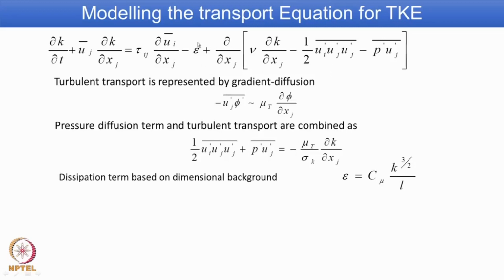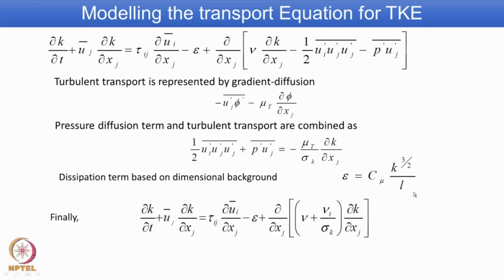Now, the dissipation term epsilon is modeled based on a dimensional argument as C mu k to the power of 3 by 2 by L. So, finally, we get a modeled turbulent kinetic energy equation as shown here, and we have the Boussinesq eddy viscosity concept to close, or to replace, the Reynolds stress as shown here.